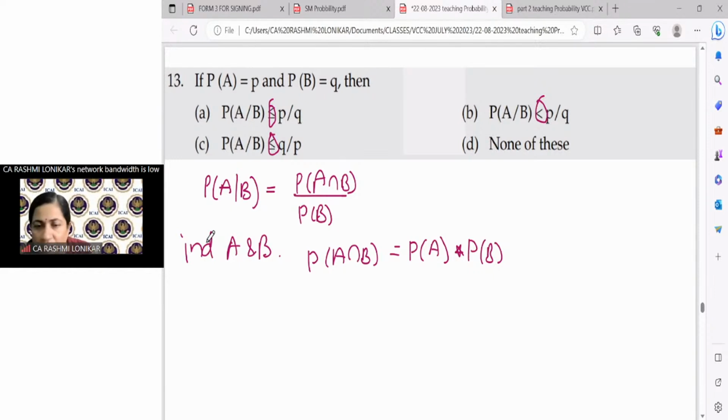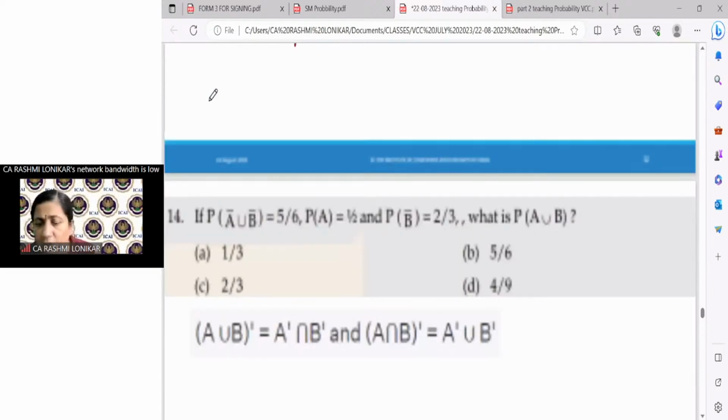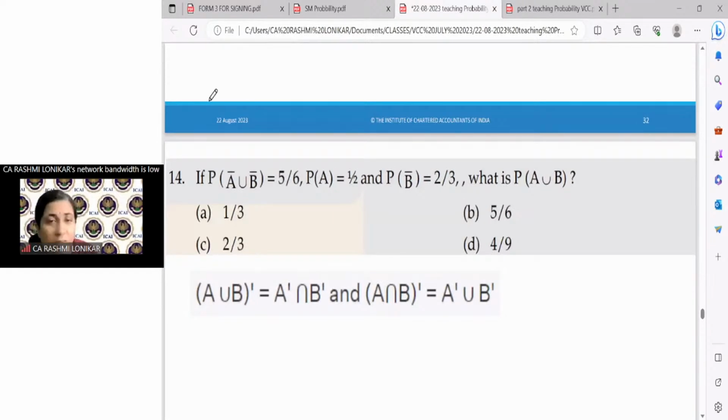So you can have here P of A given B will be less than or equal to, because P of B is Q, P upon Q. Okay, so it will be less than or equal to P upon Q. The equal to condition will not hold here. So we will have A as the answer, because we don't have negative probability.